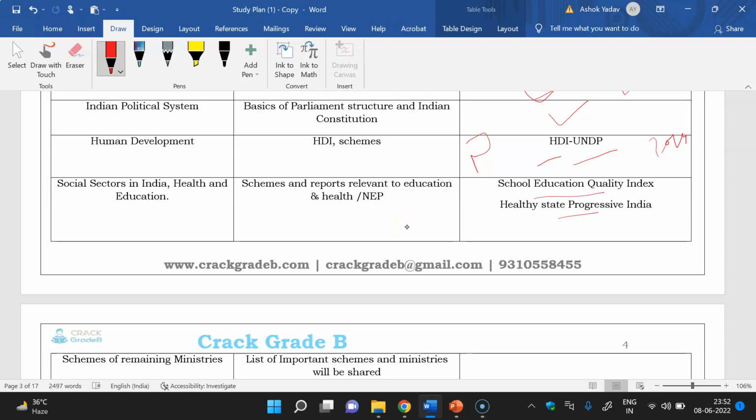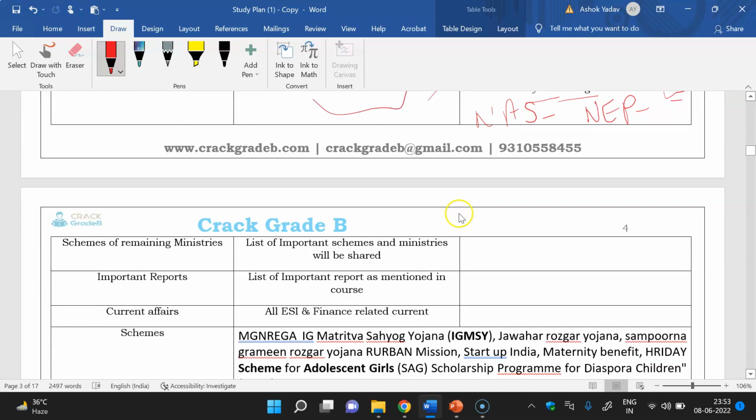School Education Quality Index and Healthy States Progressive India have been asked previously. So schemes and reports relevant to health and education, and the National Education Policy, are important. Specifically, Healthy States Progressive India was recently released by Niti Aayog, and the National Education Policy is very important. The National Achievement Survey related to education was recently released. Some report by UNICEF or UNESCO related to children's education in India also. So these are important for the objective parts, basically those which are currently in the news.